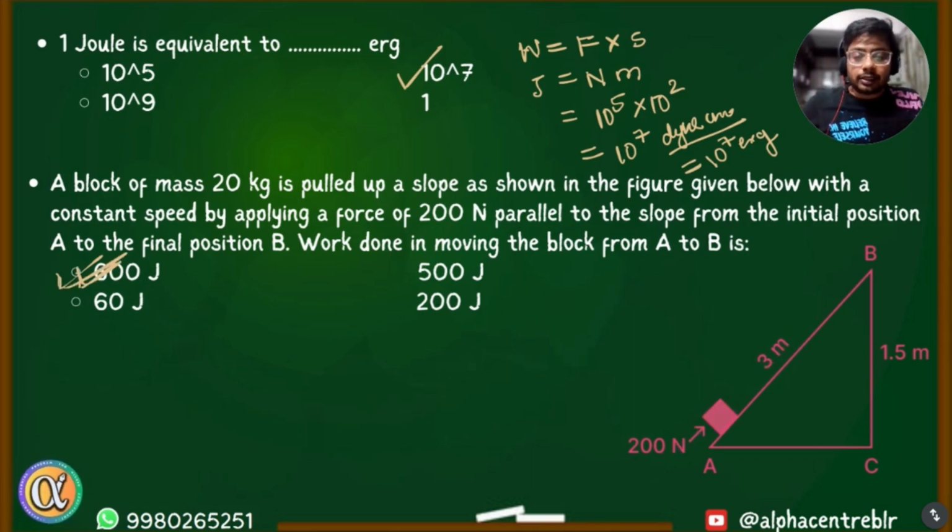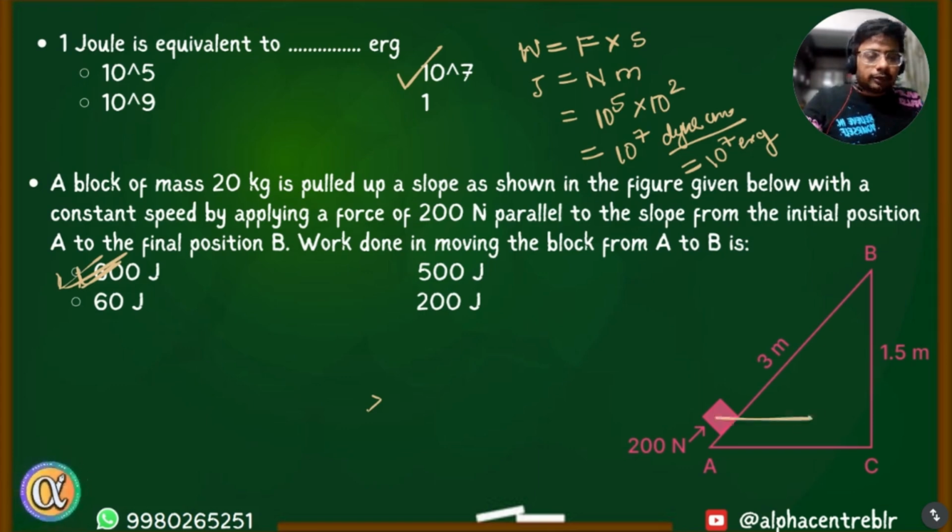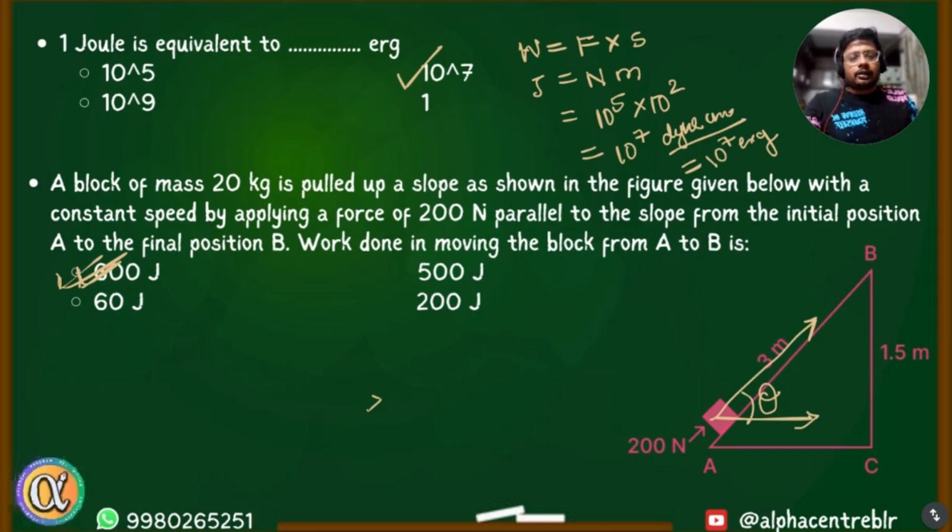Suppose they had given the force acting like this, 200 Newton, and the displacement like this. Okay, so force in this direction. You can write force here, displacement here, and then measure the angle between them. Then the angle would be required. In that case, we'll have to find the angle theta, or the angle should be given.